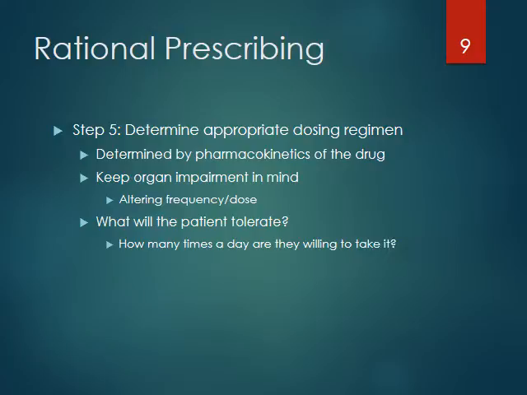So instead of taking it, say, once daily, you may take it every other day. And then also, what will the patient actually tolerate? So again, how many times a day are they willing to take it? Especially older patients, do they have the ability to have aids to help them make sure they get the medications appropriately, whether it be a person or a memory aid or anything like that? But that will all lead you to determine what your best approach as far as the dosing regimen is going to be.